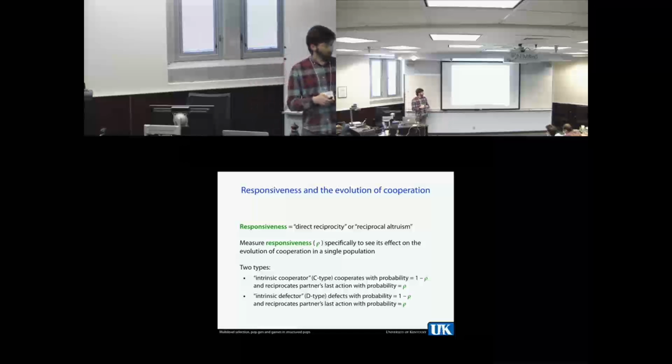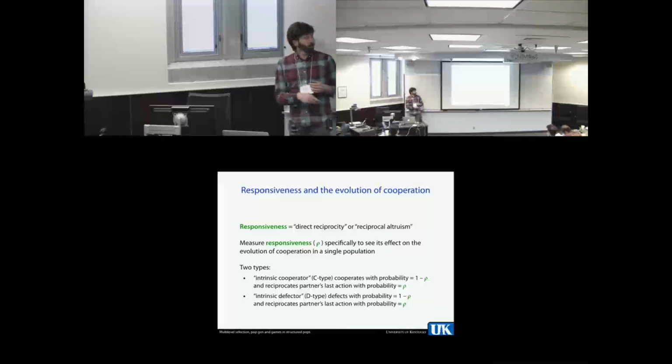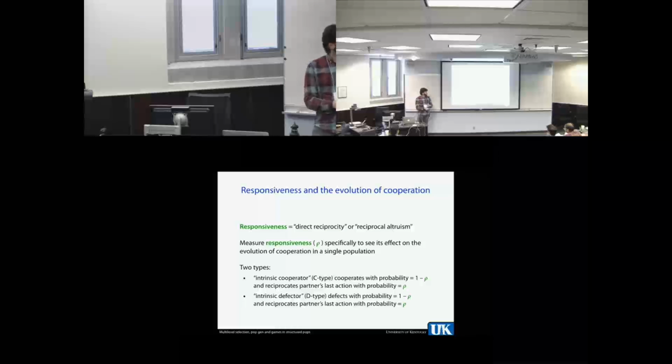So the model will start off, and we'll assume there are two different types of individuals. There's an intrinsic cooperator type, who likes to play cooperate and plays cooperate with probability 1 minus rho, and with probability rho, that individual reciprocates its partner's last action. Likewise, there's a D-type individual, an intrinsic defector, who with probability 1 minus rho defects, and then with probability rho reciprocates the last action of its partner.